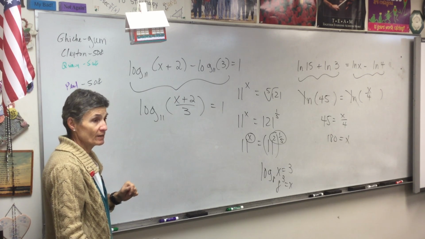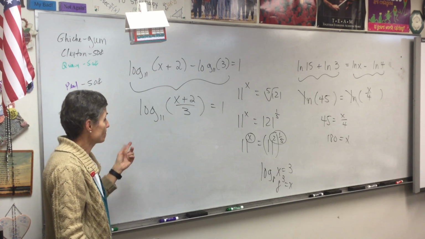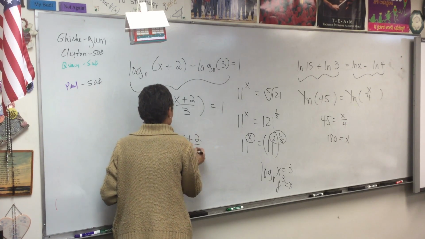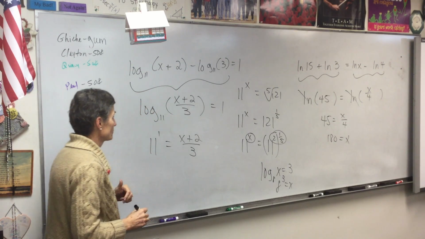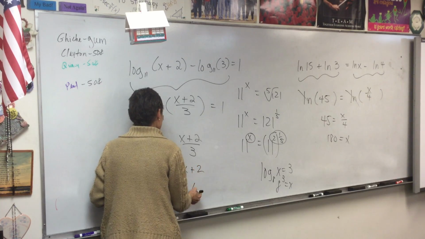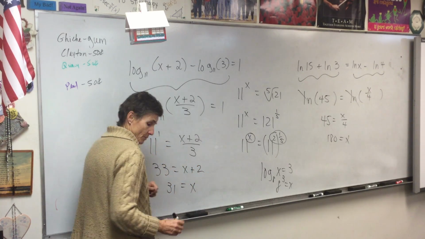Now what? We've done it about 10 times today so far. 11 to the first equals x plus 2 over 3. So 33 equals x plus 2, and x equals 31.